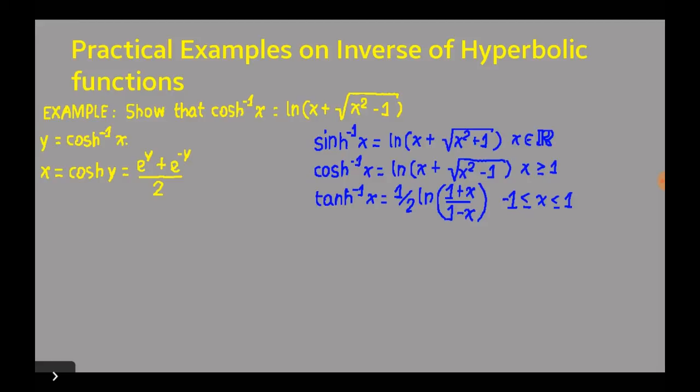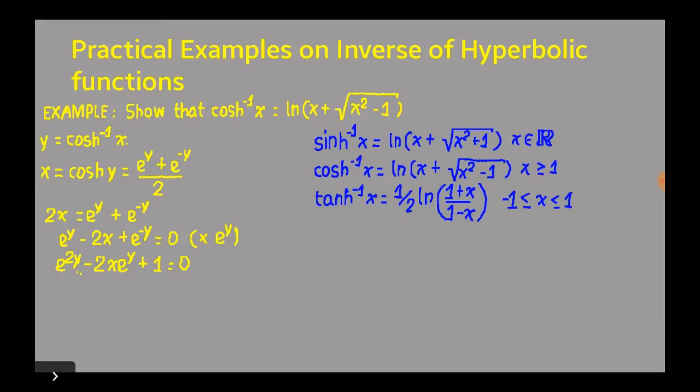First, let's identify cosh inverse x. Reverse to the hyperbolic function, we can determine it. Cosh y must be e to the power of y plus e to the power of minus y over 2. Then cross-multiply here with the 2x, which is equal to e to the power of y plus e to the power of minus y. Reverse the sign here. e to the power of y minus 2x plus e to the power of minus y is equal to 0.